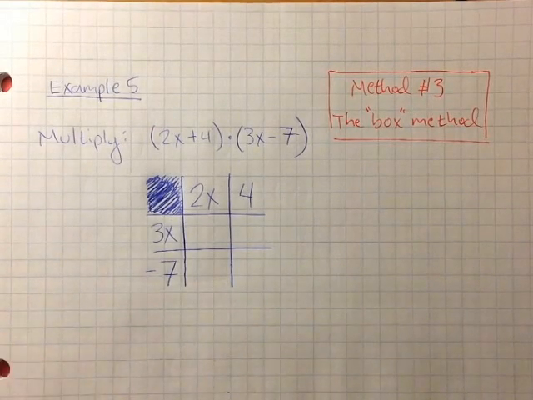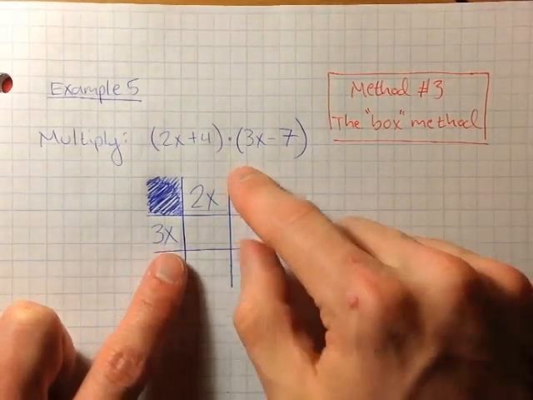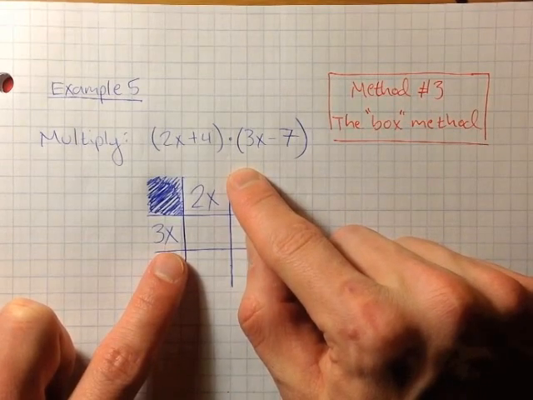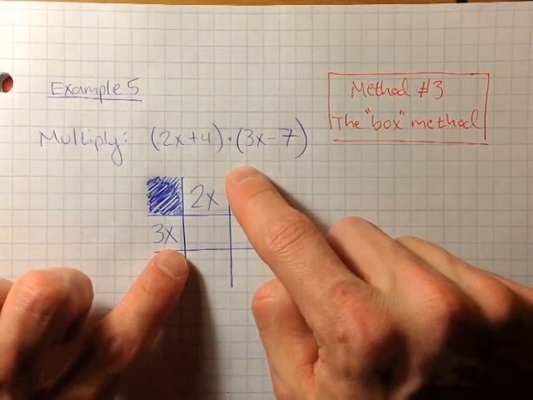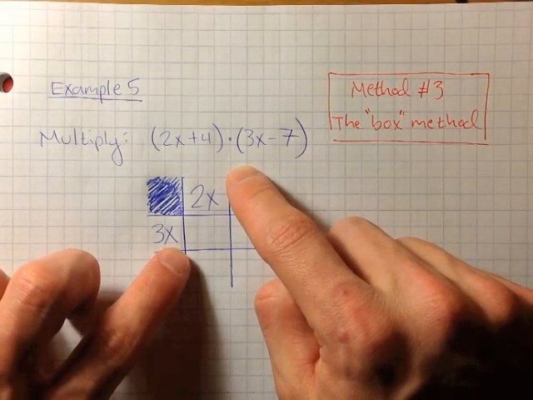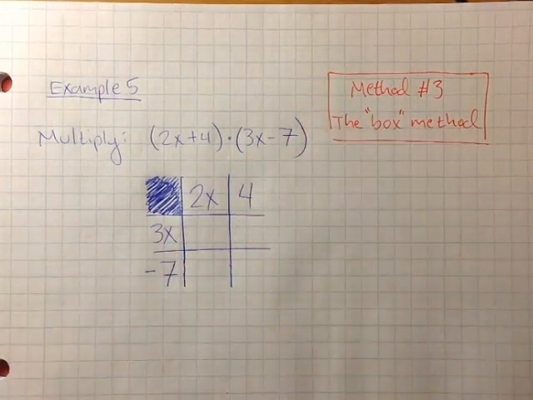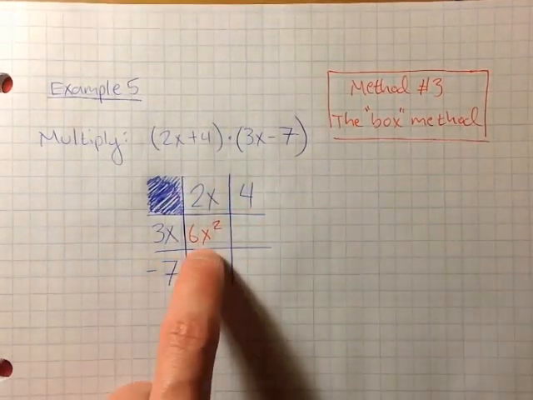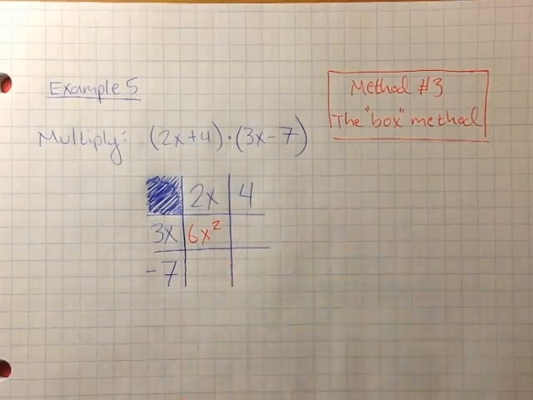Now, in the intersection point, so for example right here in the middle, what we're going to put there is the product of the 2x and the 3x. The product, remember, means the result of multiplying those two. So what is 2x times 3x? 6x squared. So that goes in the intersection point. We're going to do the same exact thing with all of the other squares.